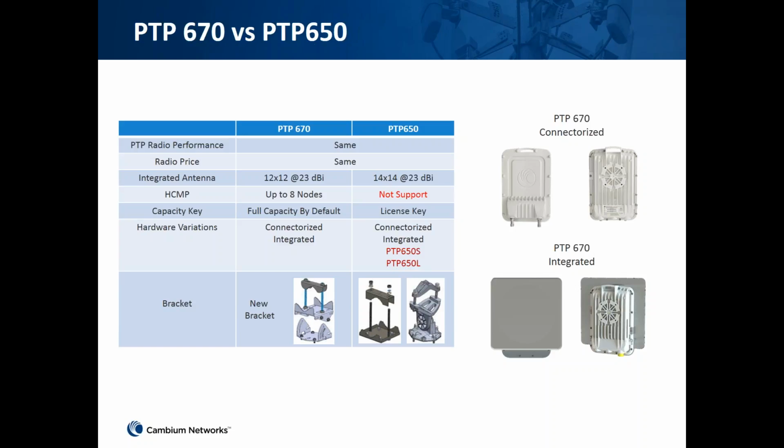The PTP 670 supports HCMP, whereas the 650 does not. The PTP 670 comes with full capacity by default, whereas for the PTP 650 you have to buy an extra license key for it. The PTP 670 just comes in two hardware variations, the connectorized and integrated, whereas the 650 would come in the 650 connectorized, integrated, 650S connectorized, integrated, and the 650L. We have new mounting brackets that have been slightly changed from the previous one. These are much more secure and robust.